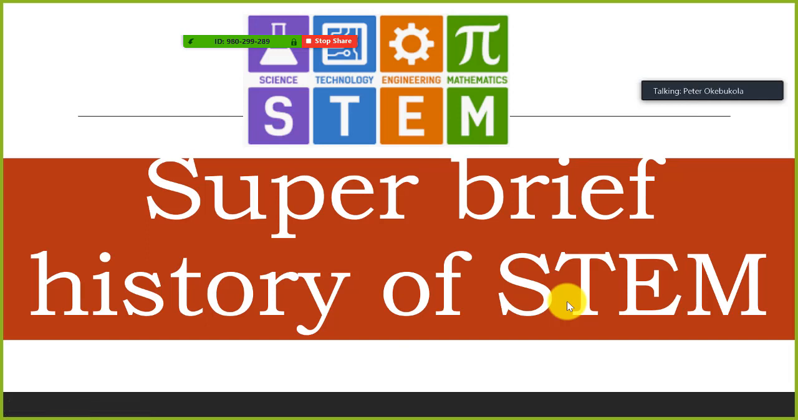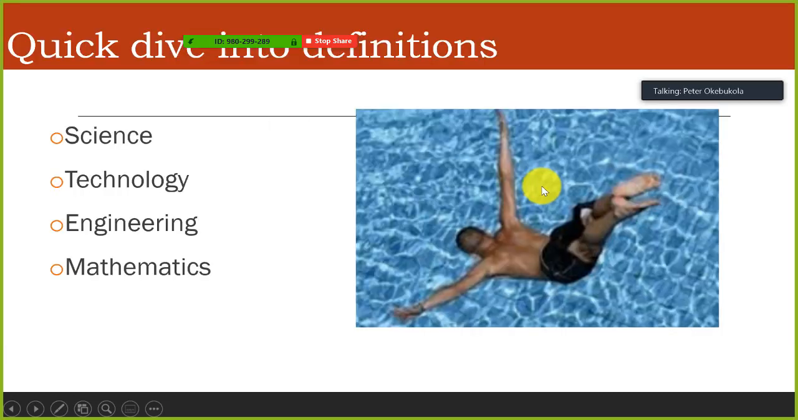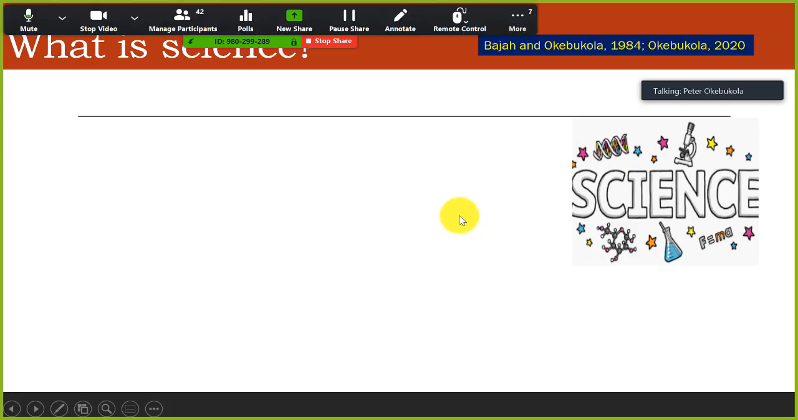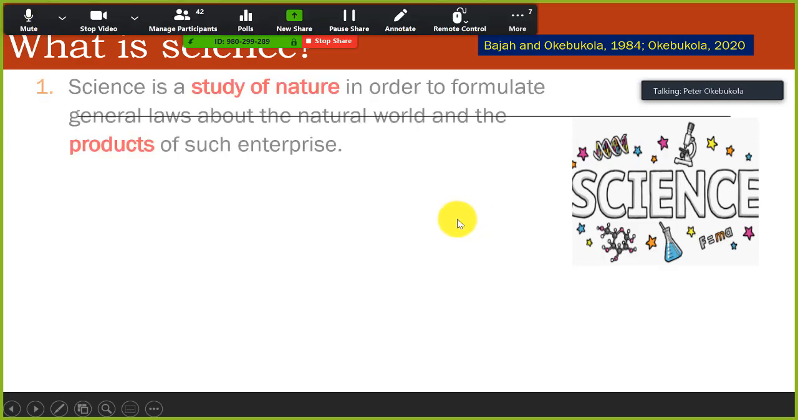So this part of the story is a super brief history of STEM: science, technology, engineering, and mathematics. Let's begin with a quick dive into definitions: definition of science, definition of technology, definition of engineering, and of mathematics. Let's take science. If I ask you one and all, what is science? You all will have some very wonderful definitions about science.